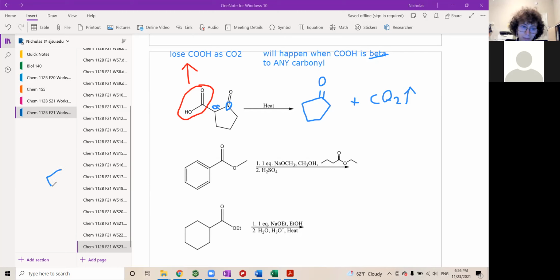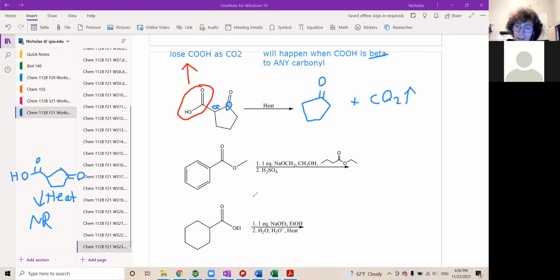So if I had a structure like this, with the ketone shifted a little bit, and I heated this, nothing would happen because the carboxylic acid isn't beta to the ketone. It's too far away. So they have to be beta. Okay.